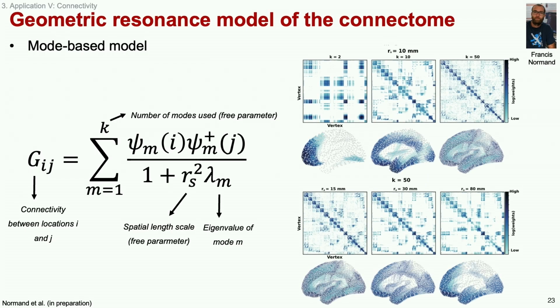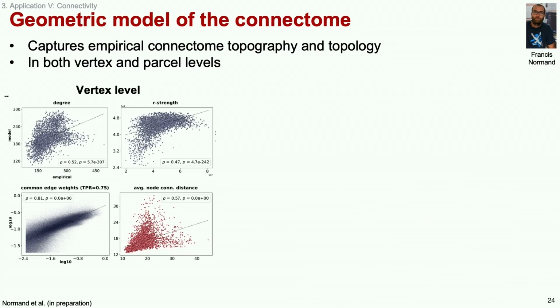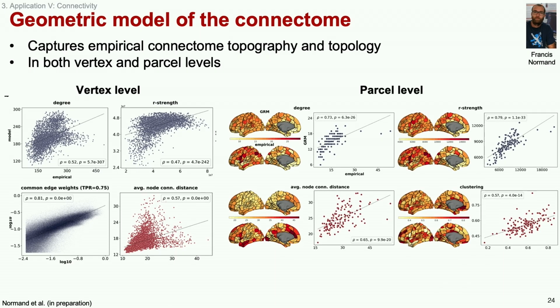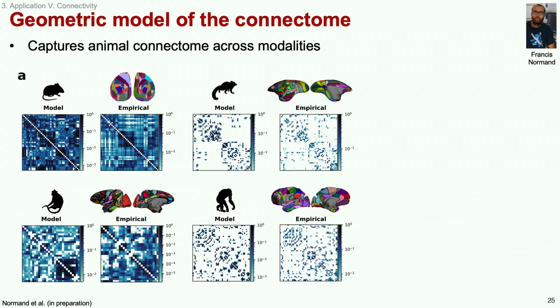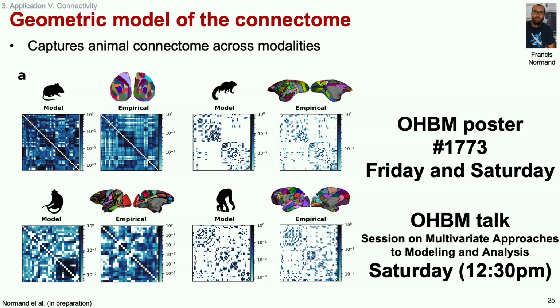And what he's shown is that, again, this is probably one of the first vertex level models of the connectome. He can show that it can predict a lot of the topography and the topology of the connectome in both vertex level and parcel level in humans, but also in other species. And again, if you're interested in this topic, I'd encourage you to visit that poster and his talk on Saturday, which is unfortunate, it's after club night, but make sure you visit that talk.